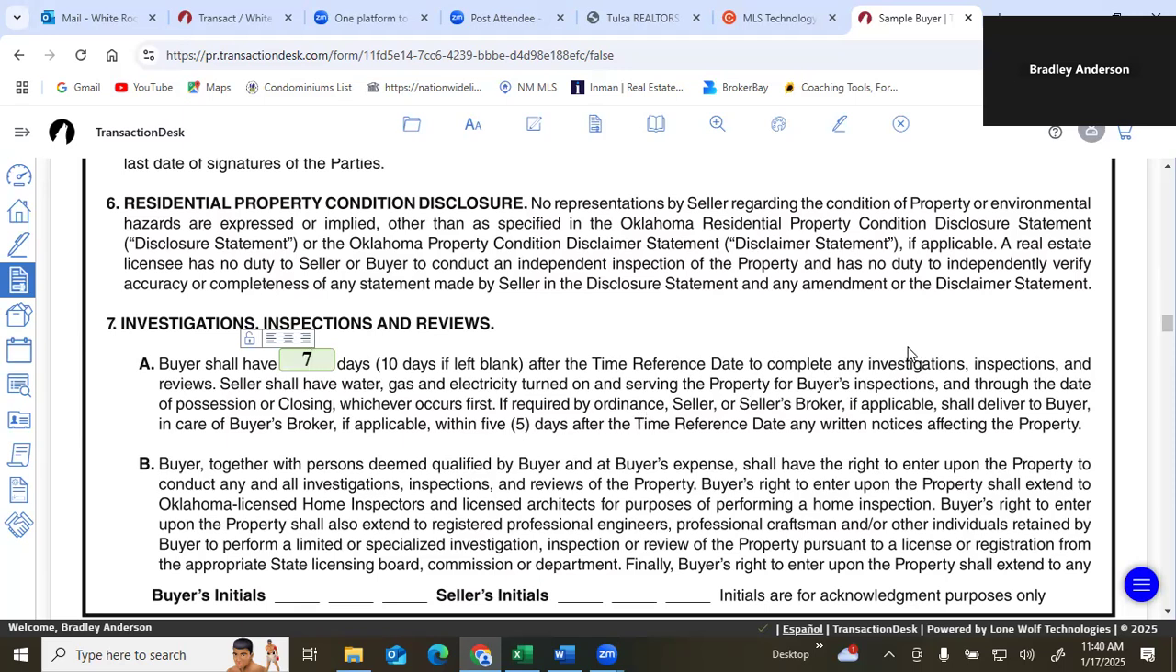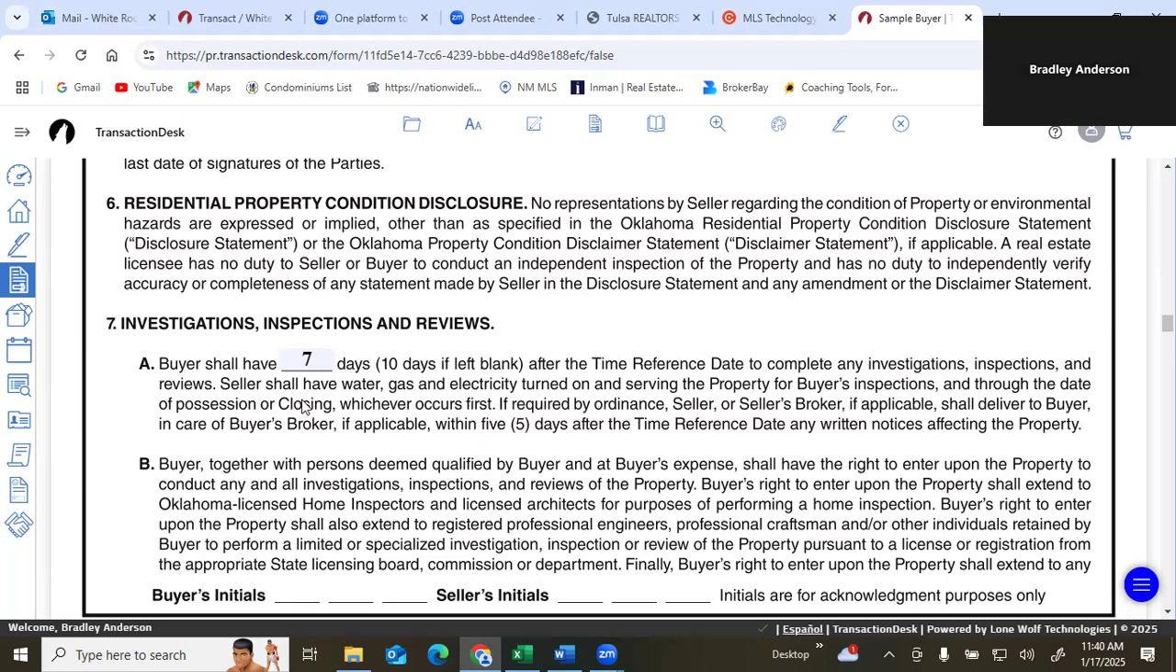That will give you time to get an inspector in there, see what's what, give you time to negotiate repairs and so on. Once you get past 7 days, your offer becomes that much weaker. All right. So just be mindful. Each transaction is going to be different, but best practice, probably around 7 days.